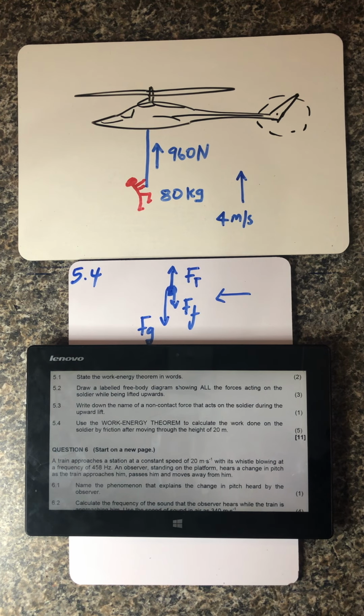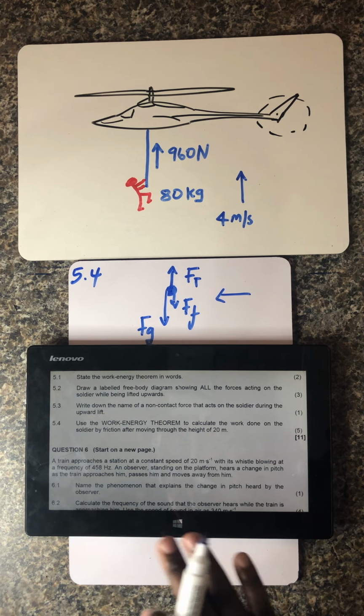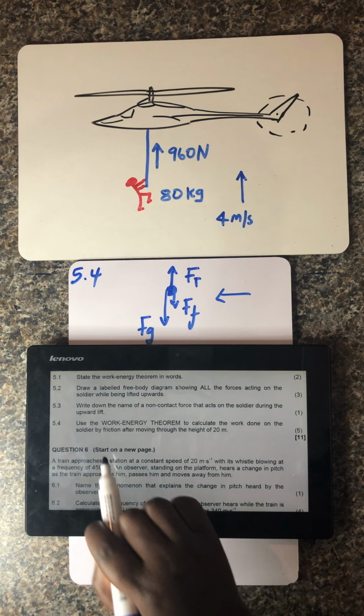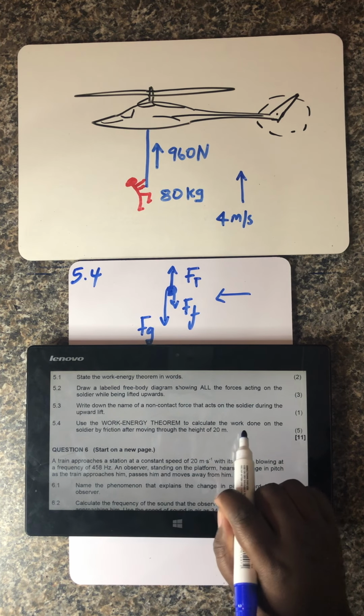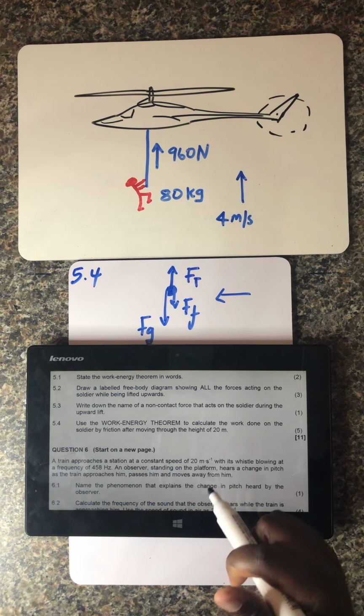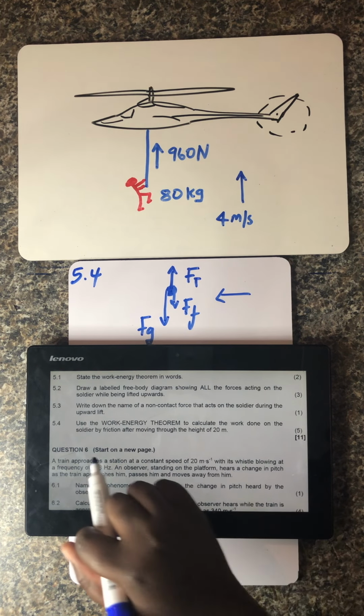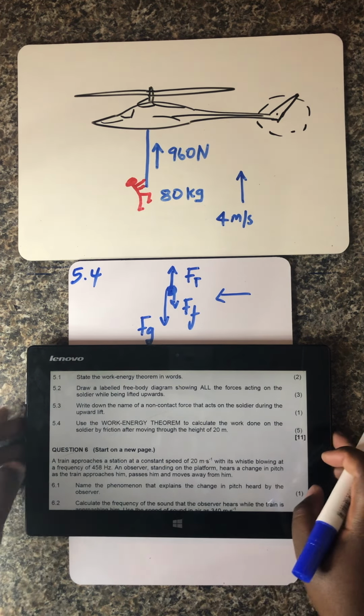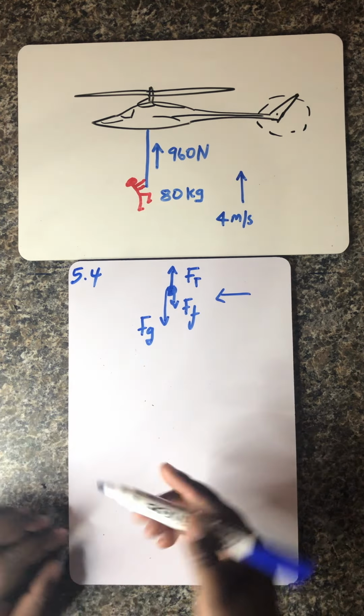In that way, ladies and gentlemen, if you make those mistakes at an early stage, I can promise you now that in the exam room, you won't make those mistakes. Even if you do make those mistakes, you will still be able to recover from them. So, ladies and gentlemen, I hope we are now on the same page. The question wants us to calculate the work, which is measured in joules, the work done on the soldier by friction after moving through a height of 20 meters.